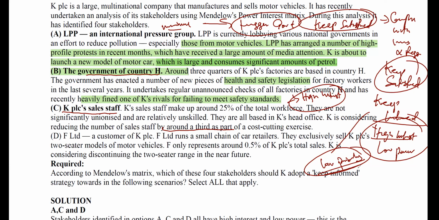Any other alternative? Yes. He has given a point why he thinks they should be low priority or minimal effort stakeholders. Any other option or any other alternative? Or everybody agrees that we should put them under minimal effort? Does everyone agree? Or maybe keep informed. Keep informed. Okay.